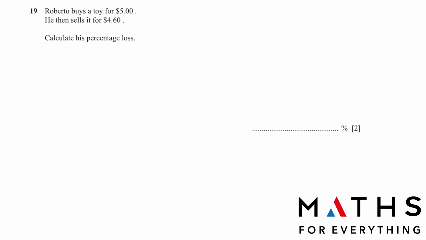Question number 19. Roberto buys a toy for $5. He then sells it for $4.6. Calculate his percentage loss.